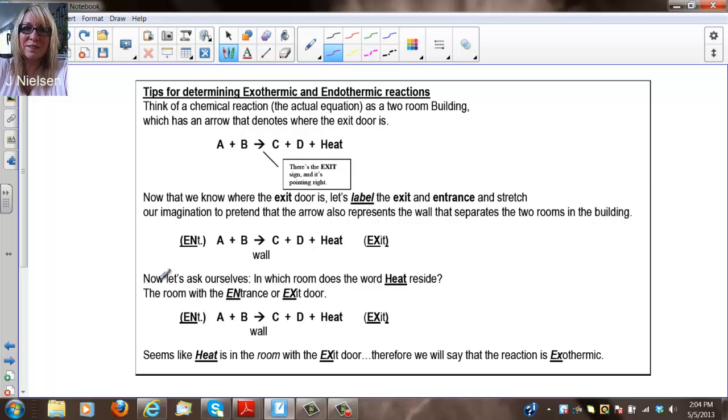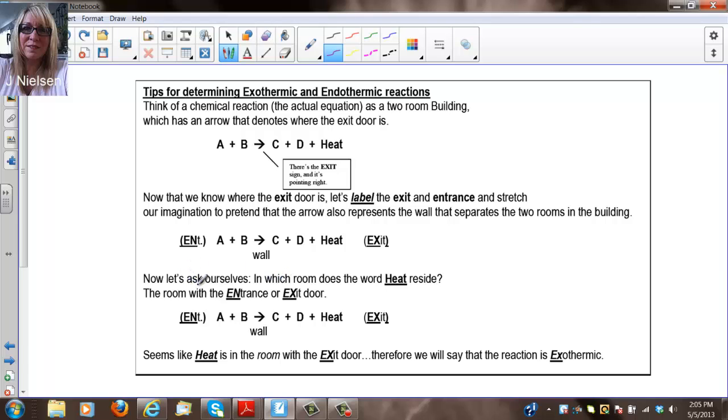Tips for determining exothermic and endothermic reactions. Think of a chemical reaction, the actual equation, as a two-room building, which has an arrow that denotes where the exit door is. So there's the exit sign, and it's pointing right. Now that we know where the exit door is, let's label the exit and entrance. So the left side would be the entrance. Notice EN is underlined. And the right side would be the exit. Notice EX is underlined.